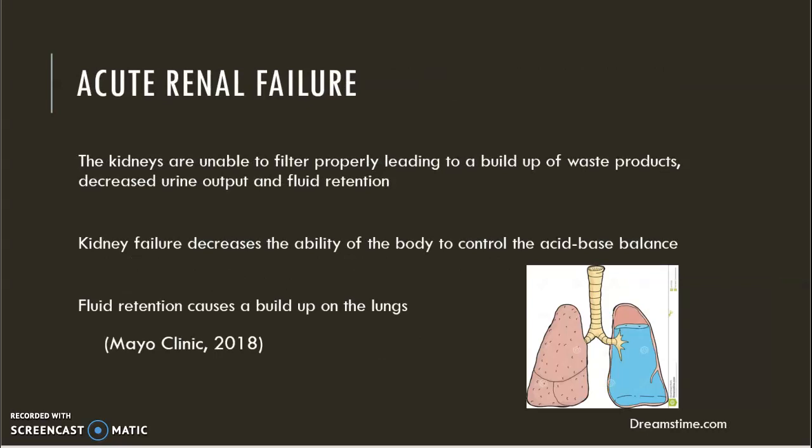Acute renal failure happens when the kidneys are no longer able to filter properly, leading to buildup of wastes, decreased urine output, and fluid retention. The buildup of waste causes further kidney damage. With increasing failure, the body loses the ability to control the acid-base balance, leading to electrolyte imbalance. Hyperkalemia leads to heart arrhythmias that could be the cause of the patient's chest pain. With fluid retention, the lungs start to accumulate fluid, causing increasing shortness of breath and potential chest pain or a burning sensation.